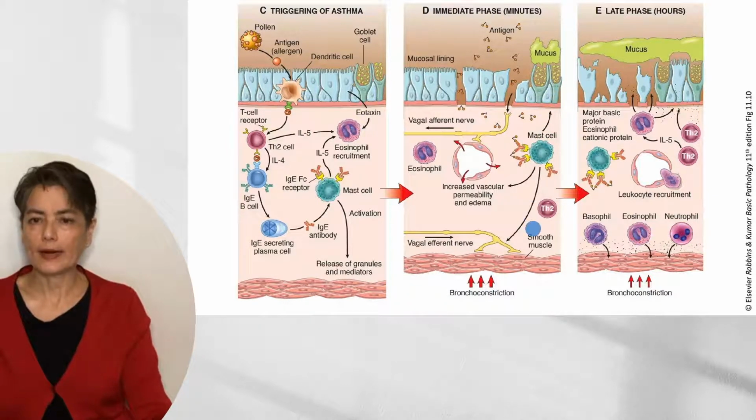Now, in the late phase, what happens is that we continue to have our mast cells being bound by the IgE antibodies. Now we're getting our leukocyte recruitment. Our Th2 cells are elaborating IL-5, bringing in more eosinophils, which are going to be secreting our major basic protein and our eosinophil cationic protein, which is causing damage, as you can see here, to the epithelium. Our goblet cells will be secreting abundant mucus, stimulated by mediators from our Th2 cells as well as our eosinophils and mast cells. And we also have additional mediators elaborated by our basophils, eosinophils, and neutrophils. This is going to further contribute to our bronchoconstriction.